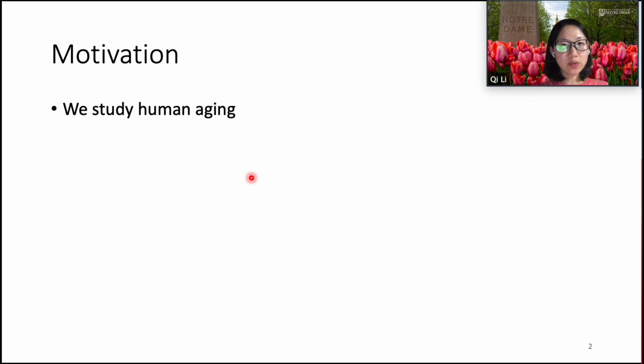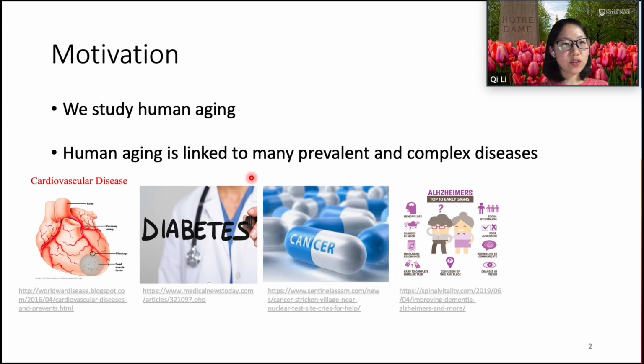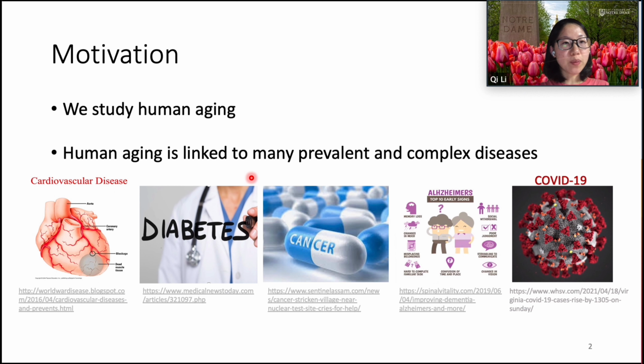We study human aging. Why? Because human aging is linked to many prevalent and complex diseases, such as cardiovascular disease, diabetes, cancer, and Alzheimer's disease. Even the most recent and widespread COVID-19 seems to be related to aging. According to the U.S. Center for Disease Control and Prevention, around 81% of COVID-19 related death cases are among older people whose ages are above 64.